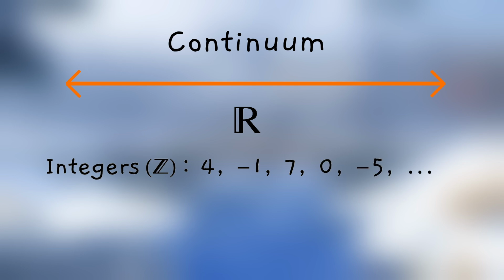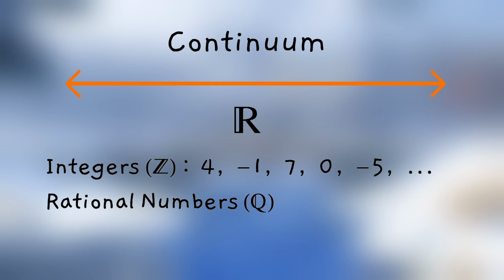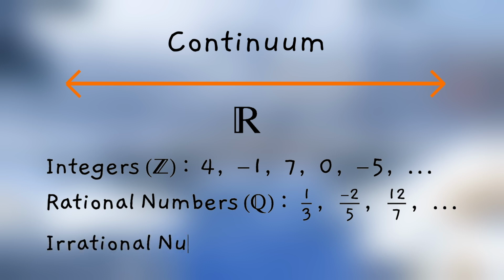Real numbers also include the rational numbers. These are the same things as the fractions. And the rational numbers can be denoted by a Q with these double strokes, Q for quotient in this case. Examples of this would include 1/3, -2/5, 12/7, and so on. Positive and negative fractions.